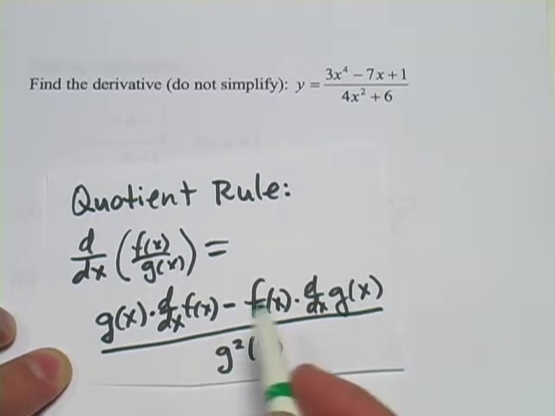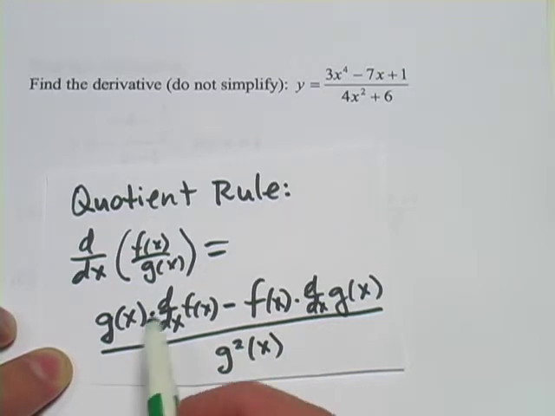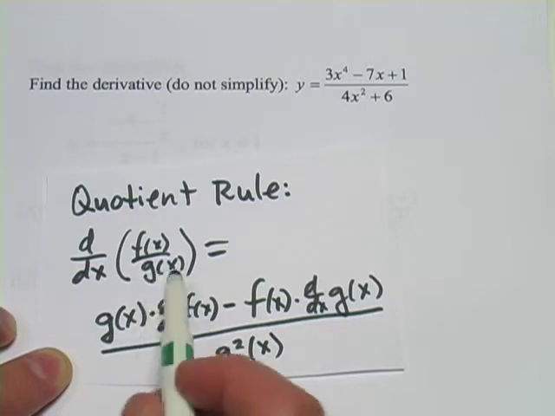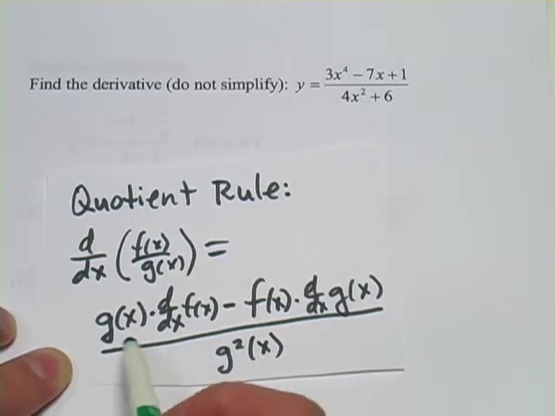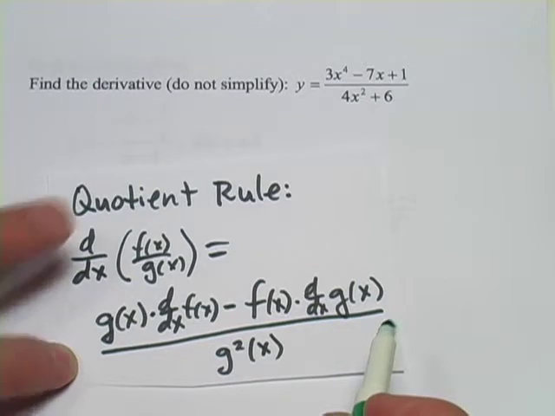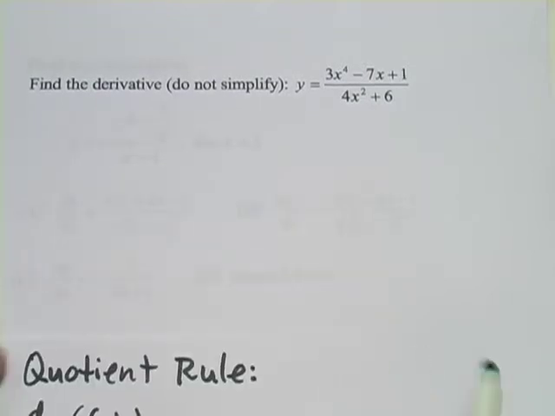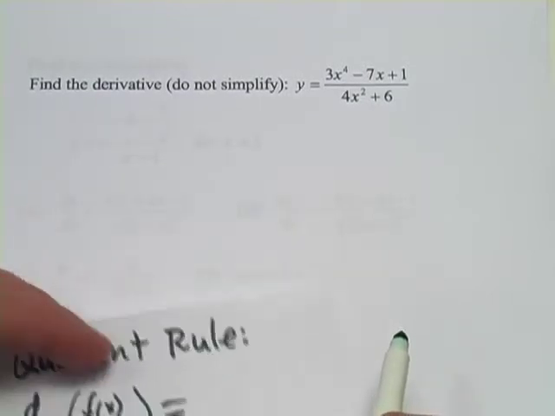And sometimes people make up a little mnemonic device. They call this low, the g of x low and the f of x high, and they say low d high minus high d low, all over low squared. So if that helps you, you can try that out too. I usually actually say that jingle in my head whenever I use the quotient rule, but let's try applying this.